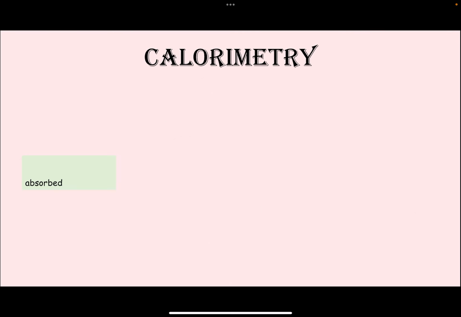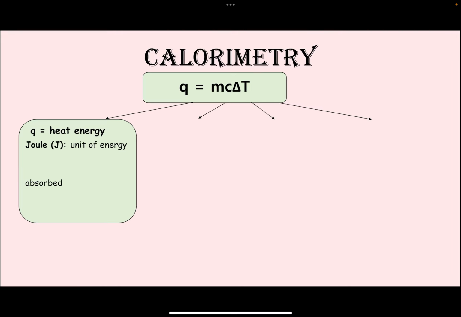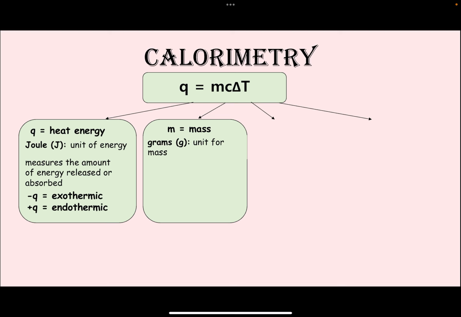So let's talk a little bit more about calorimetry and the Q equals mCΔT equation. In this equation, Q is the heat energy, which is measured in joules. Joules is the unit for heat energy, and it measures the amount of heat energy that is absorbed or released. As I just said, if it's negative, that means exothermic; positive means endothermic. M represents the mass, which is measured in grams.